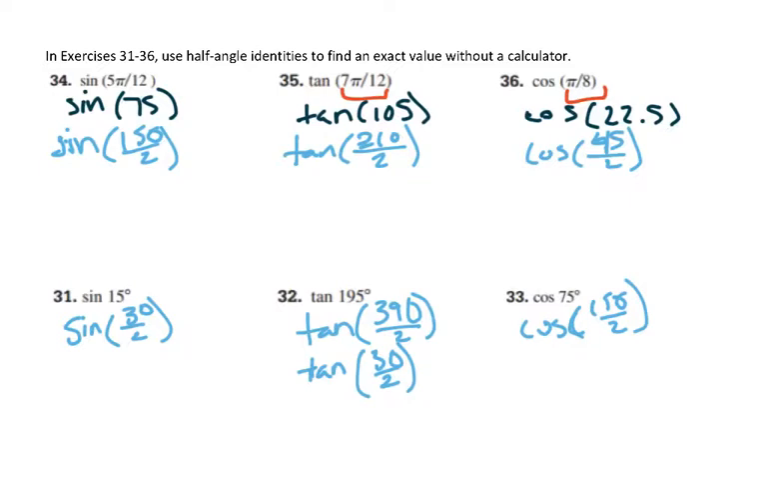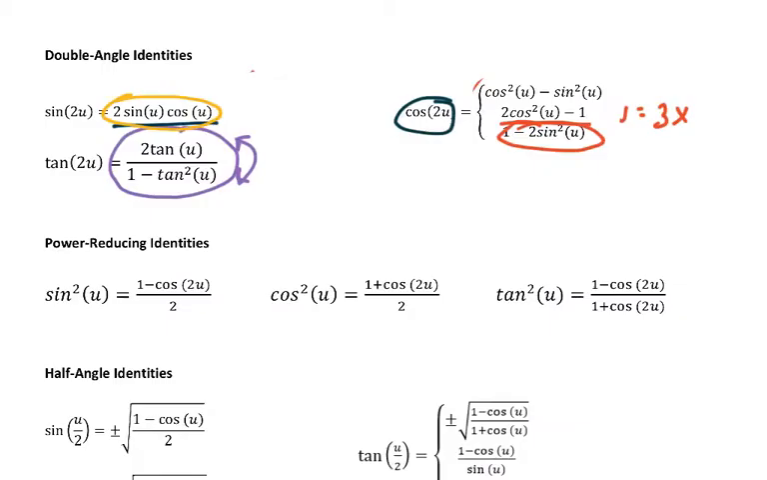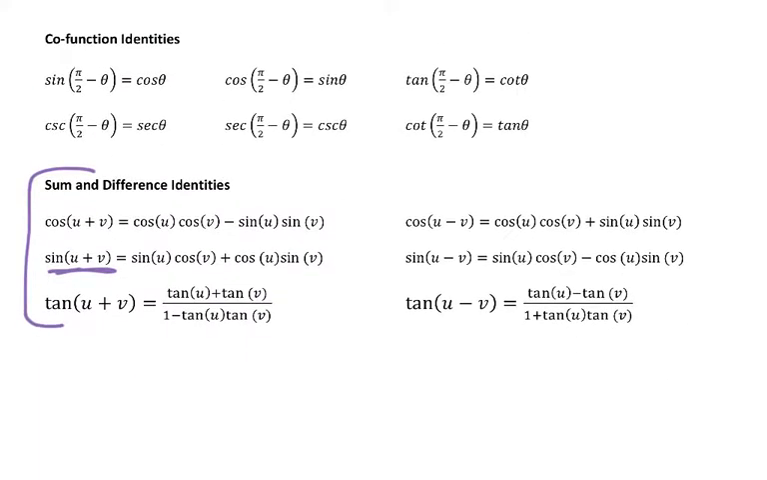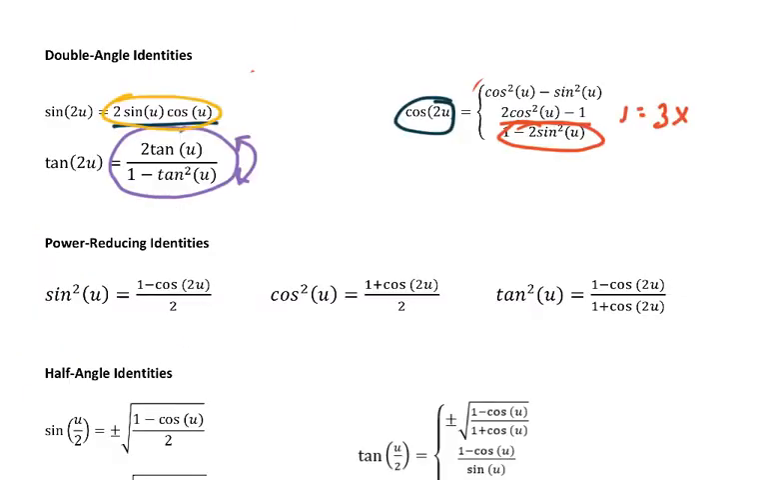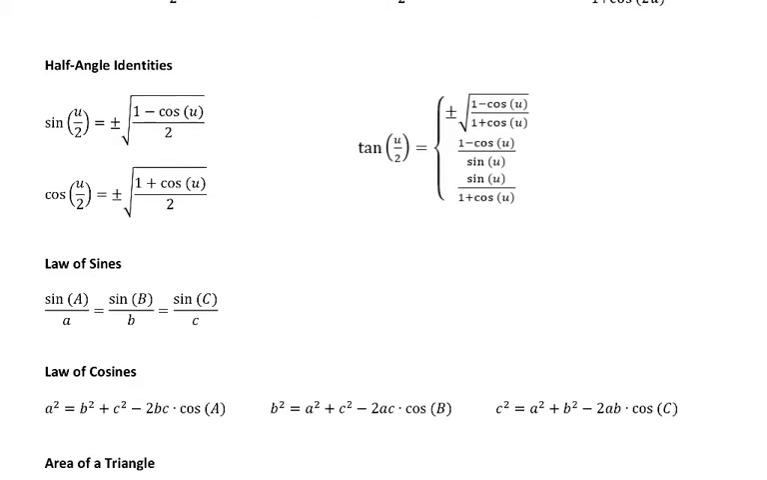So all we need to do here is identify our formulas that we're going to use. That's these guys down here. We've got some sines, so we're going to do plus or minus the square root of 1 minus cosine of u over 2.